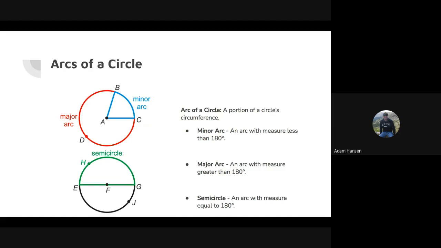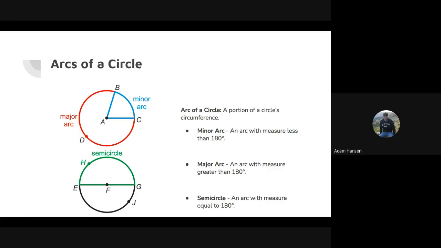Now a major arc is just the opposite. A minor arc is less than half a circle. A major arc is more than half a circle. A major arc is an arc whose measure is more than 180. So the major arc in that diagram is arc BDC, in red.